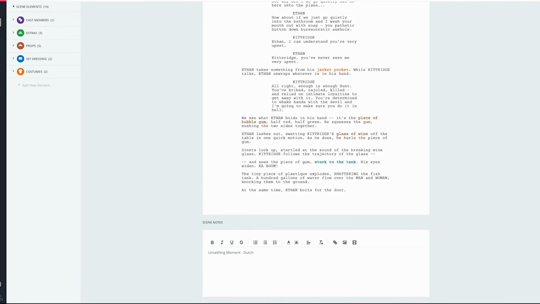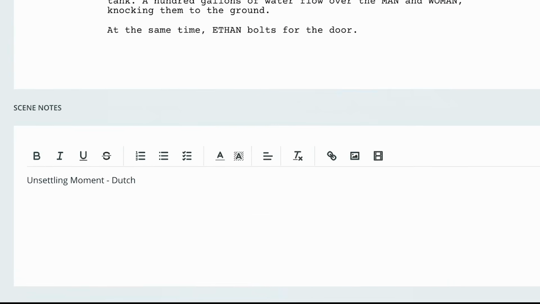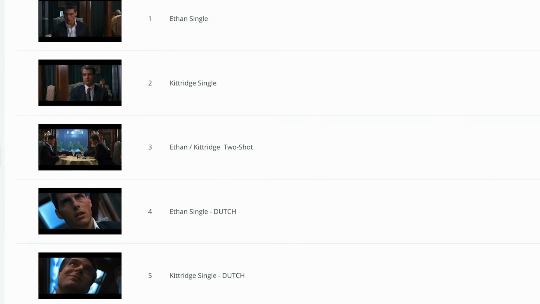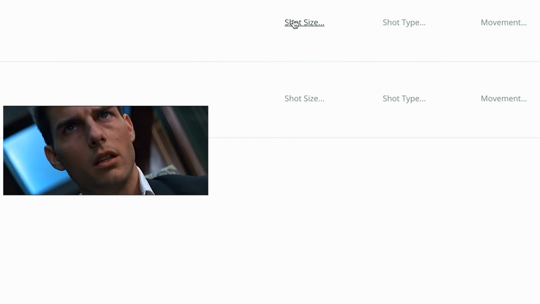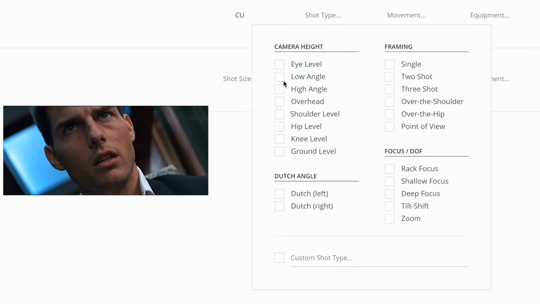This is where we see our Dutch angle. This is the moment where something is wrong, and the visuals change. De Palma knows that a Dutch angle rocks the viewer's equilibrium. It makes us feel uneasy.